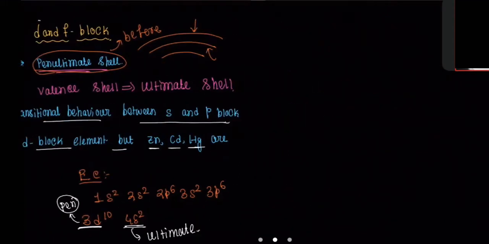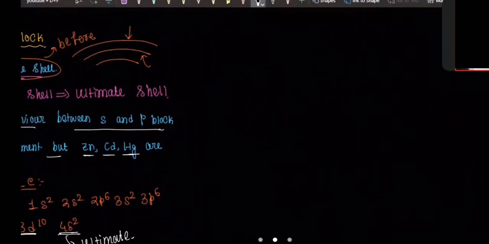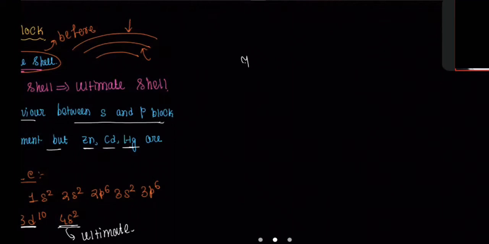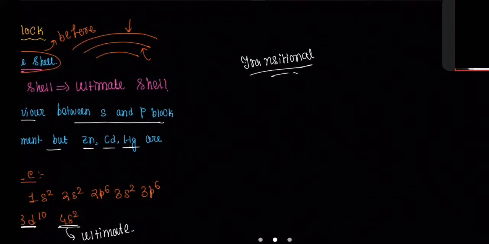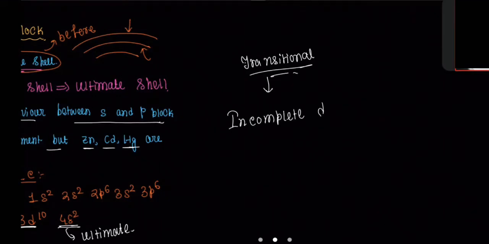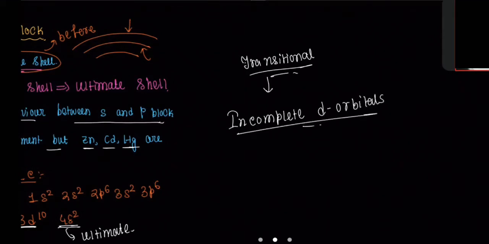So let's see the right side. When we talk about a transition element, why do we call it transitional? They have incomplete d orbitals. So the elements that have incomplete d orbitals are called the transitional elements.